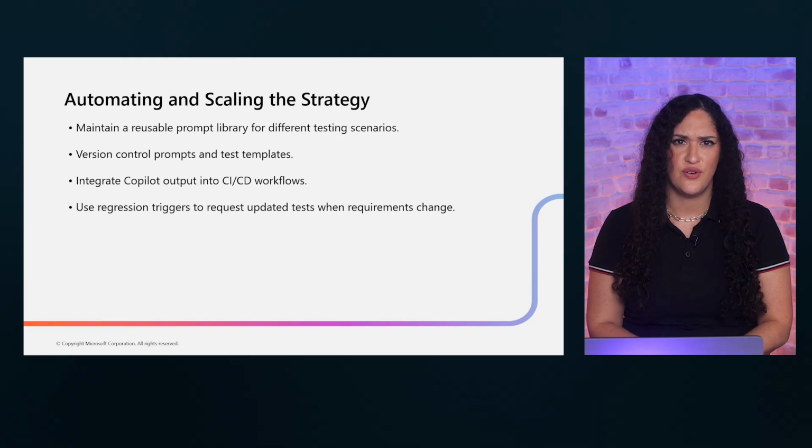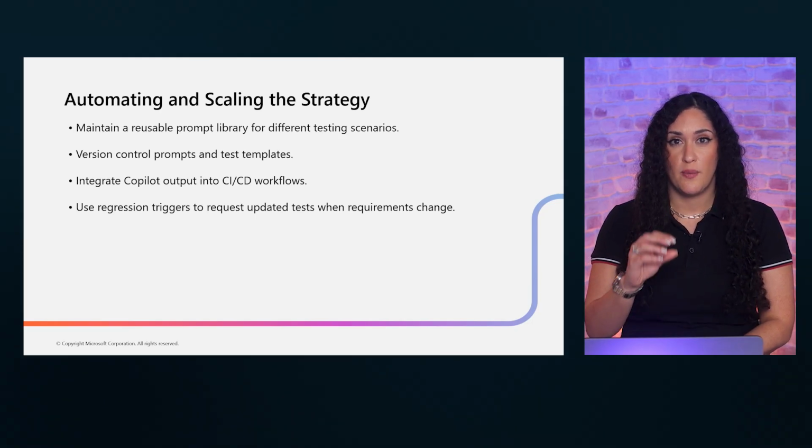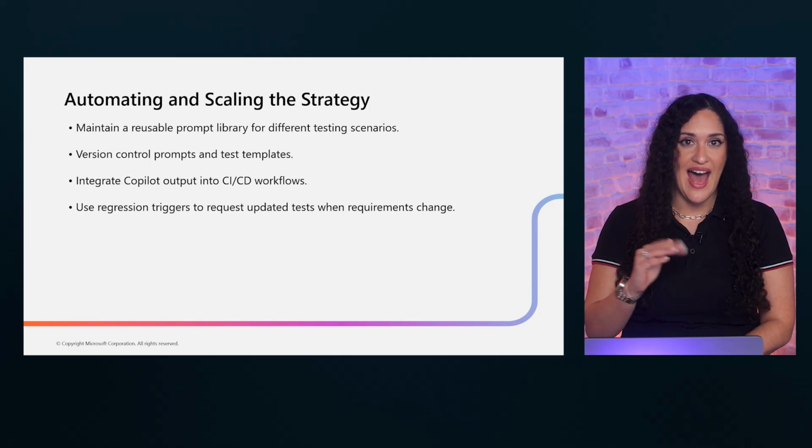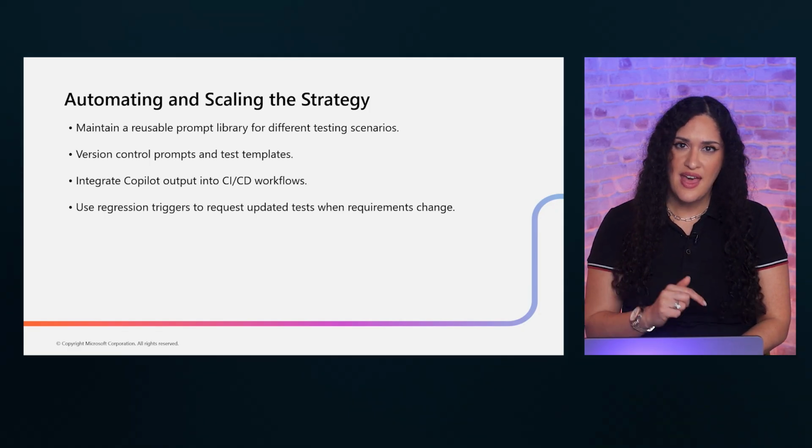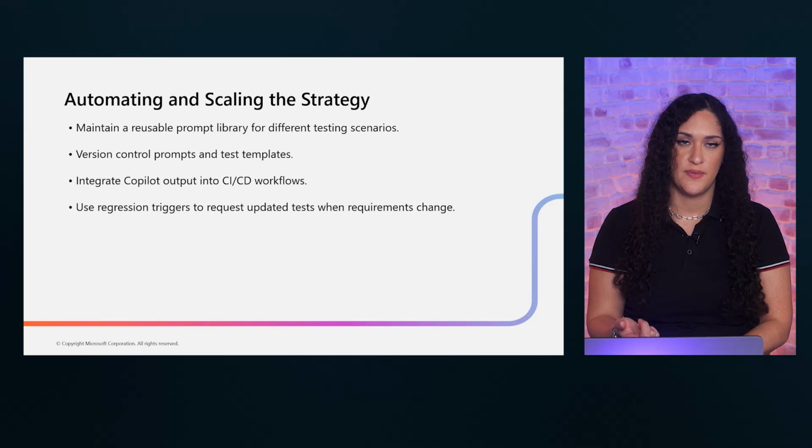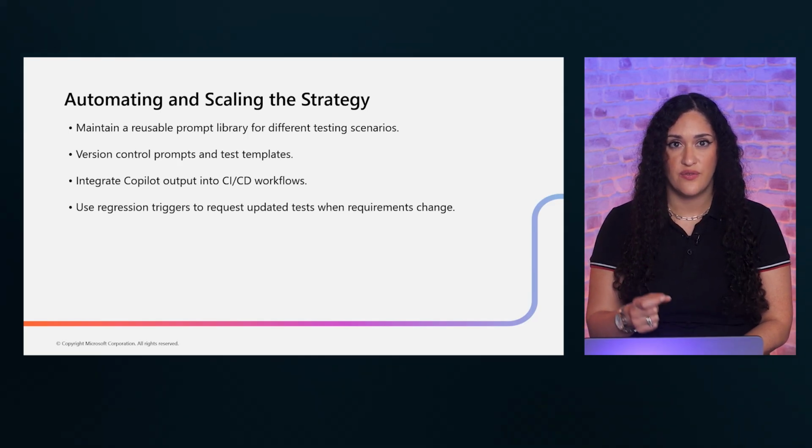Here's a good practice to follow. Build toward automation incrementally. Start with a prompt library, add version control, then integrate into CI/CD. Each step compounds the value of the previous one.